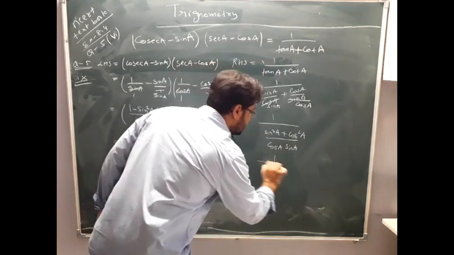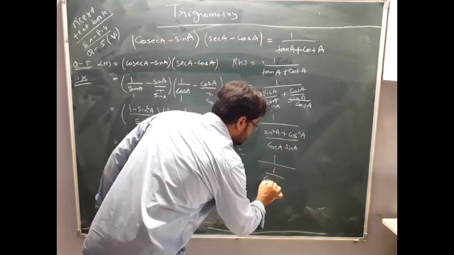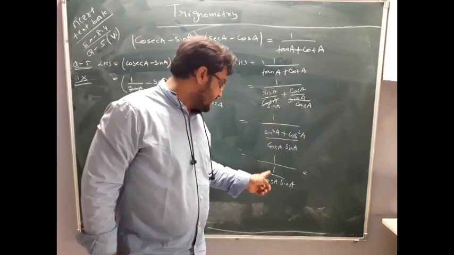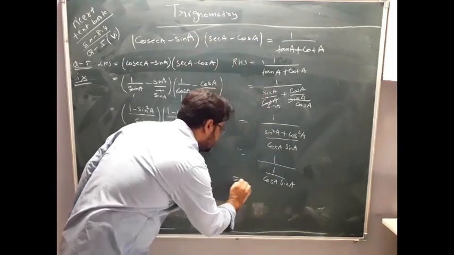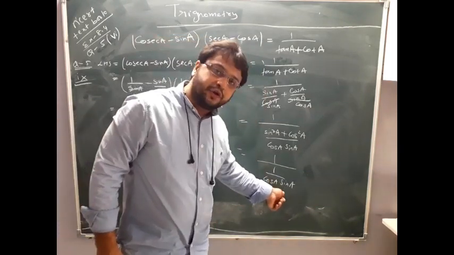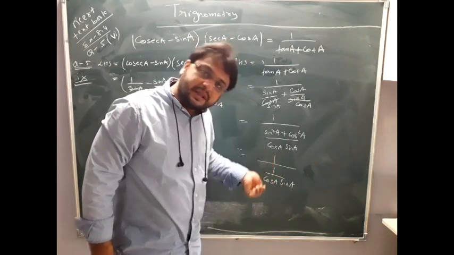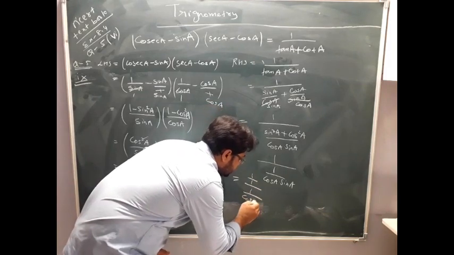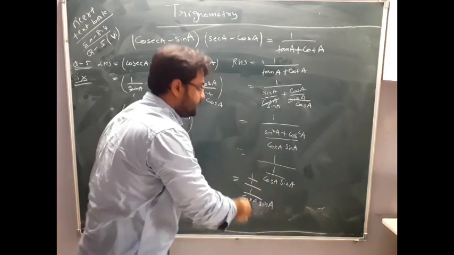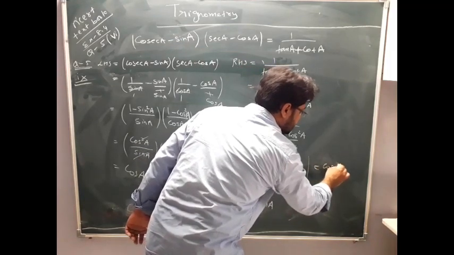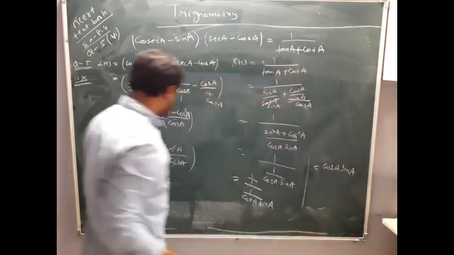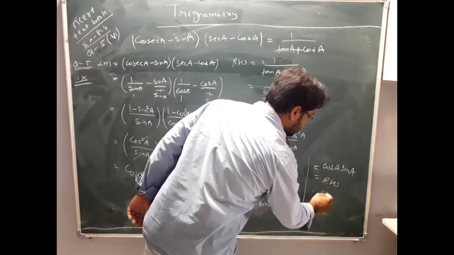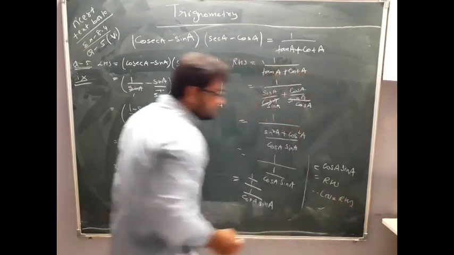Now see, this is 1. Sin square plus cos square is 1, by cos a into sin a. Now see, this one carries cos a and sin a in the denominator, but this one carries 1 in the denominator. So I can write it in this form: 1 by 1 by cos a into sin a. The answer will be cos a into sin a. You can see here, this portion is nothing but what? RHS. Therefore, LHS equal to RHS.